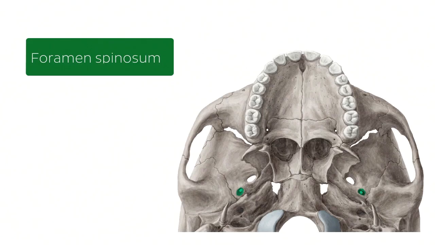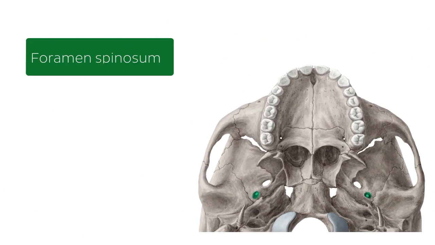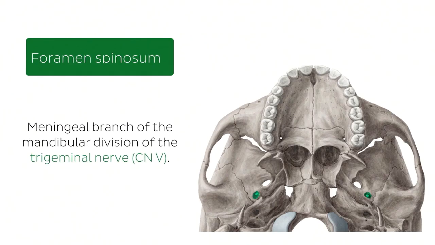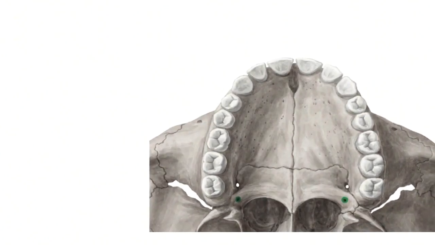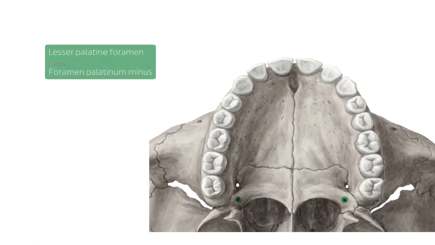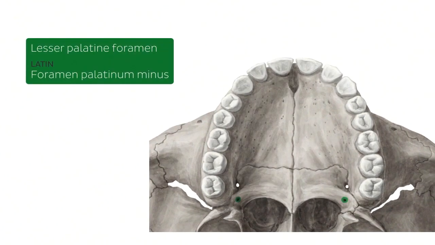And the foramen spinosum encircles the middle meningeal arteries and also the meningeal branch of the mandibular division of the trigeminal nerve. The next foramina are found on the palatine bone and are known as the lesser palatine foramen, or foramina for plural. And these foramina house the lesser palatine nerves and also vessels.